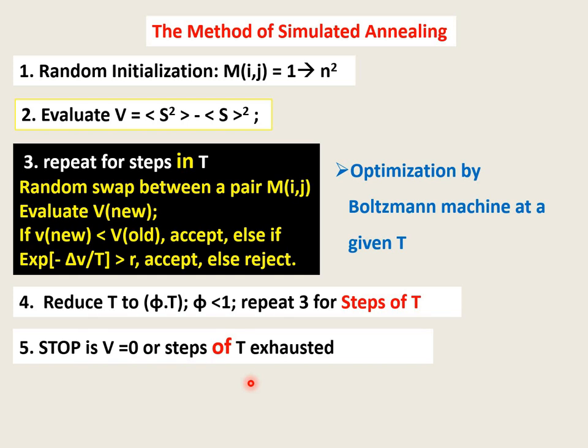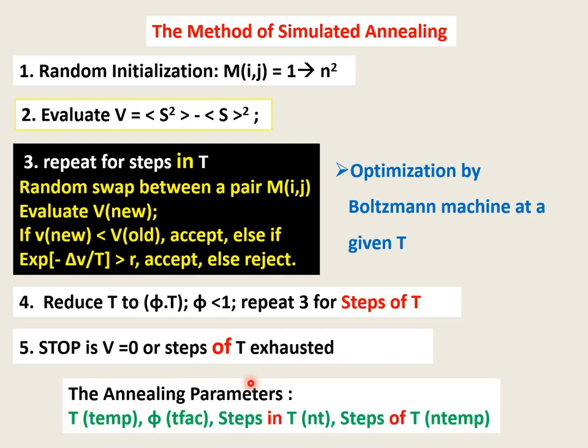Okay, and then you may increase in the next run the number of intervals to a higher value, or you can play with the parameters. So what are the parameters? T for temperature, Tfac in my program, steps in T is NT, and steps of T is Ntemp. So these are the input parameters in my program. Of course, I'm not showing the program, it will be boring.